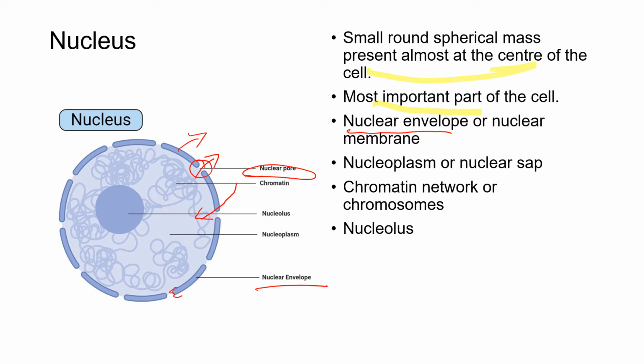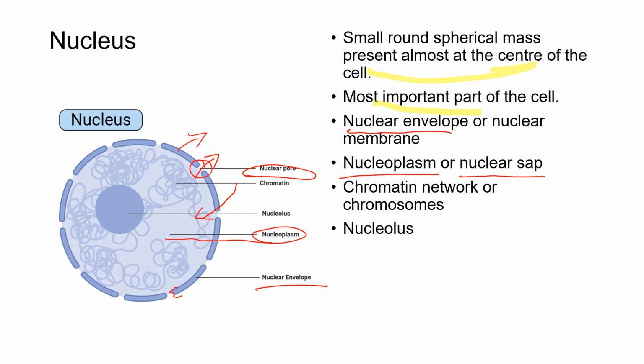Now, the nucleus is filled with a transparent semi-fluid. So it is a semi-fluid dense thing. What is it called? It is called the nucleoplasm or nuclear sap. So this material, which is transparent and semi-fluid, is present inside the nucleus, and it is called the nucleoplasm. Now, the nucleoplasm contains the chromatin network.